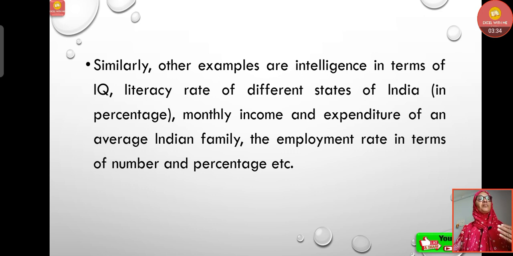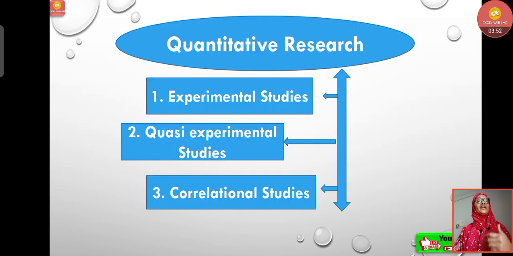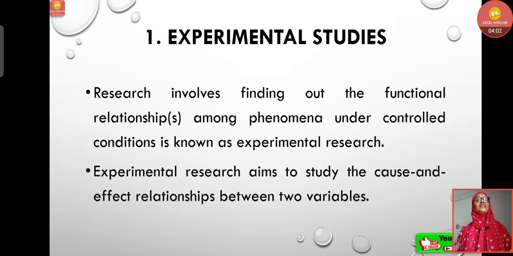Similarly, other examples are intelligence in terms of IQ, literacy rate of different states of India in percentage, monthly income and expenditure of an average Indian family, the employment rate in terms of number and percentage, etc. So quantitative research, as I told you in the previous class, has three types: experimental studies, quasi-experimental studies, and correlational studies. Let's understand these three one by one.